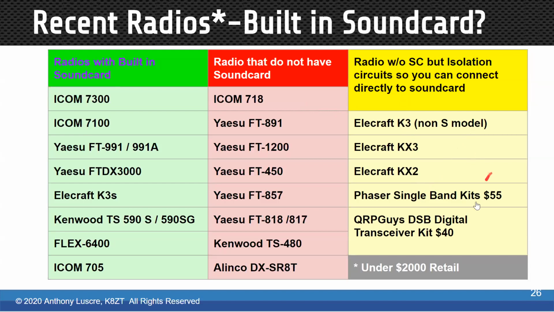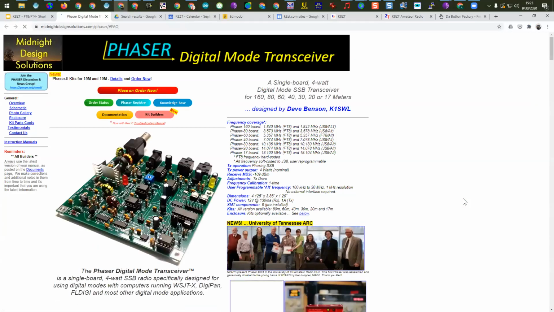And then the last two here in the yellow are kits that are available. These are single band kits. For $55, you can go with the phaser kits, and you pick one band. Let me click on the link here and show you what it looks like. It's a single board that's designed for just FT8. I'm putting together a 20 meter one right now. I've got a few more resistors to pop in the board and it's ready to go. I've already tested it for the most part and it's working, but I have to finish up. I lost a couple resistors when I was building it, so I'm gathering up a few extra resistors.